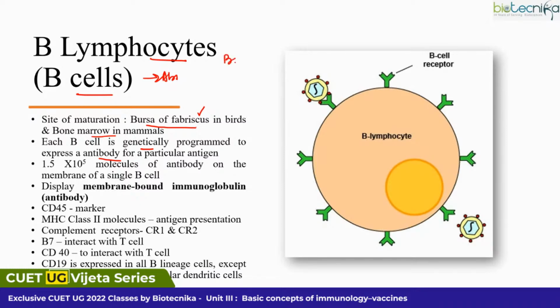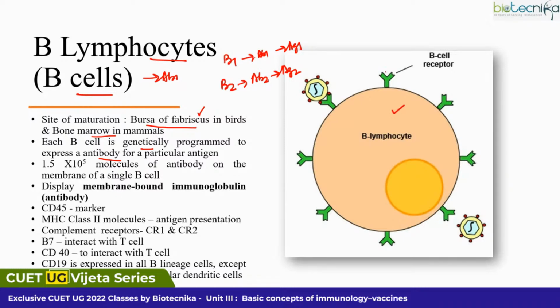As I said, if it is a B1 cell, it will release one antibody type, that is antibody 1. So it is specific for only one type of antigen. Each B cell is specific. If it is a B2, it will release some other antibody, and it will be specific for some other antigen. In this way there are millions of B cells, and they are specific for different antigens. So they display this on the surface.